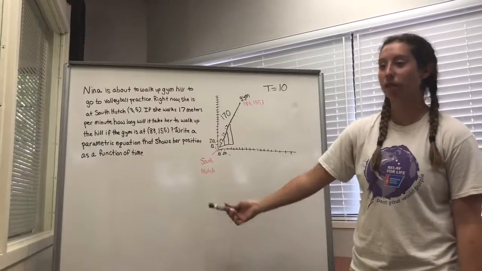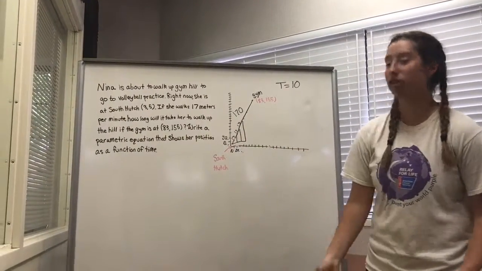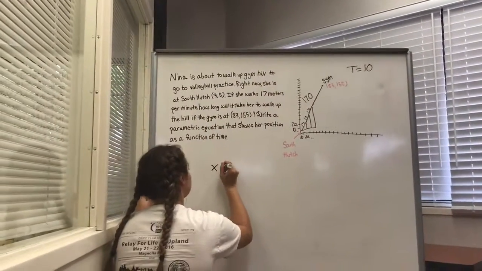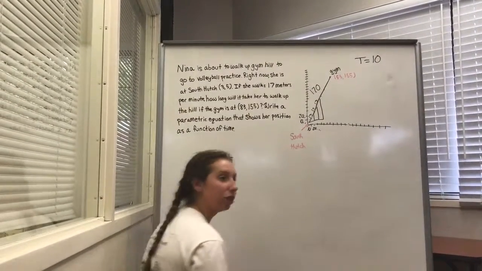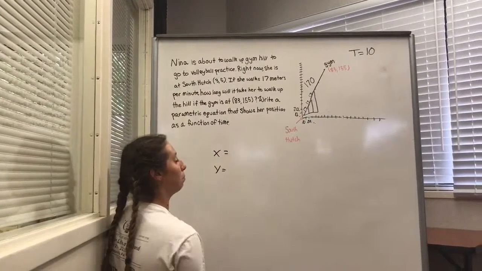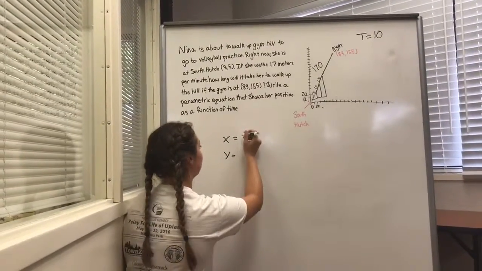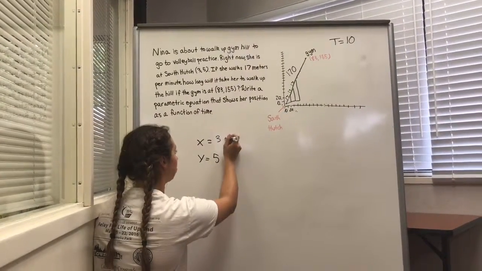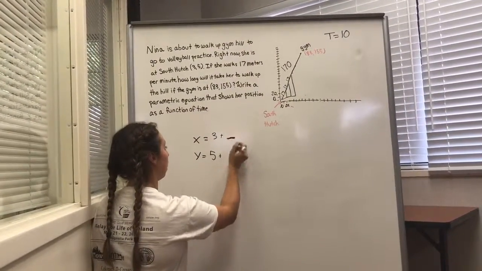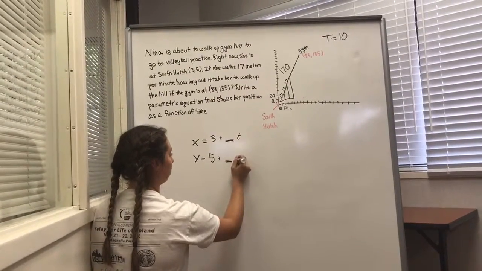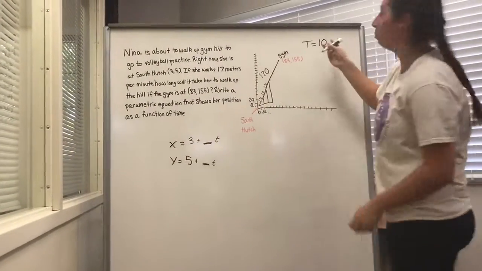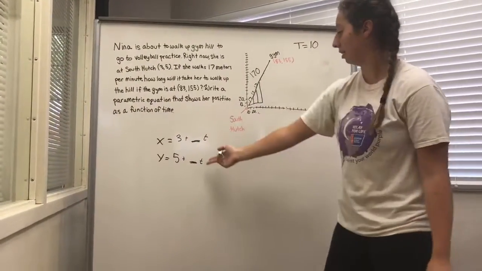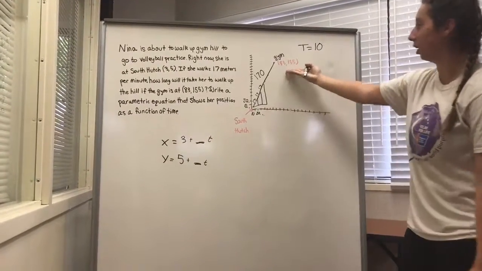Now we're going to go on to the second part of the question, asking to write a parametric equation that shows her position as a function of time. We know that parametric equations begin with x equals and y equals. And as I stated earlier in this video, the first thing you would put in a parametric equation is the starting point. We know the starting point is 3, 5. So x will equal 3 and y will equal 5, plus the coefficient of t, which we don't know yet, and then t, which is the amount of time it takes. As we just figured out, t equals 10. Once we get this coefficient, we can plug in 10, which will eventually give us our endpoint.